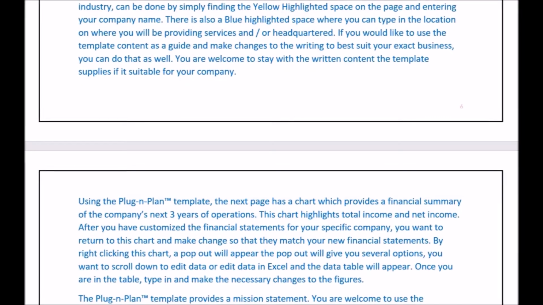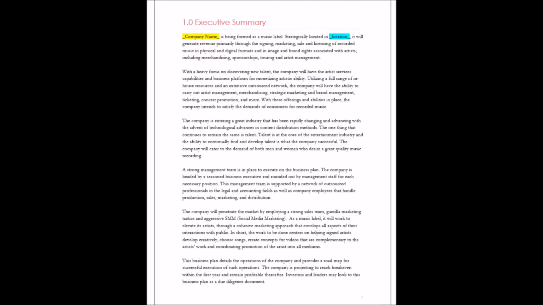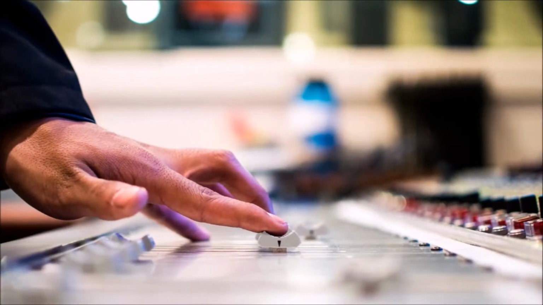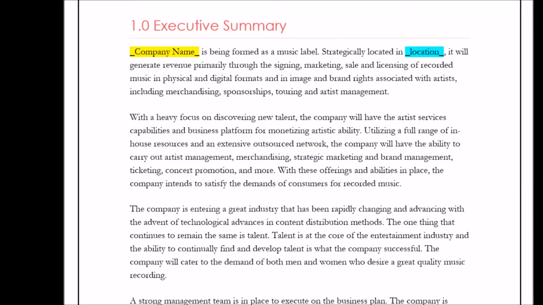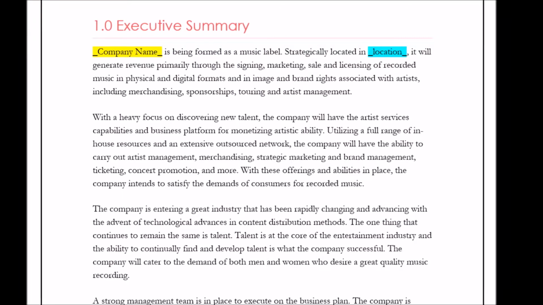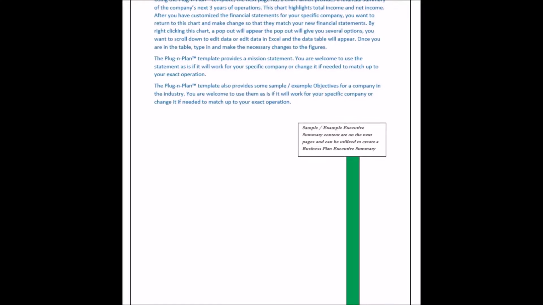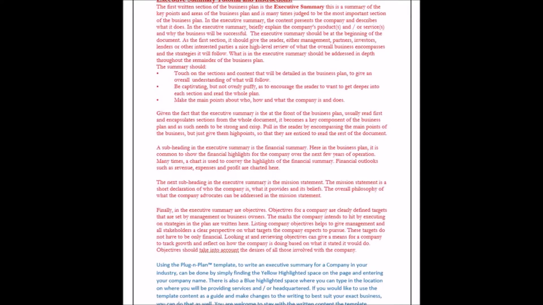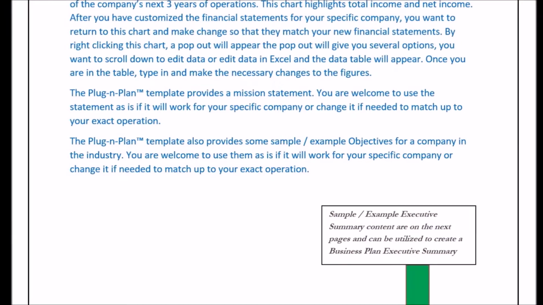As the first section, it should give the reader, either management, partners, investors, lenders, or other interested parties, a nice high-level review of what the overall business encompasses and the strategies it will follow. What is in the Executive Summary should be addressed in depth throughout the remainder of the business plan. The summary should touch on the sections and content that will be detailed in the business plan to give an overall understanding of what will follow.